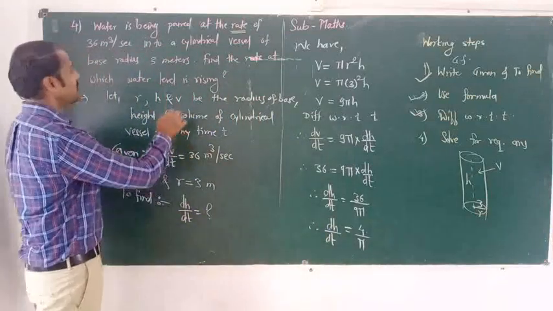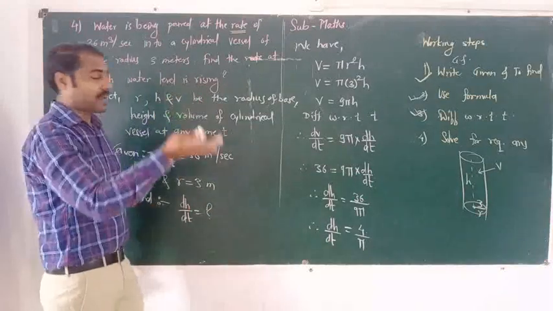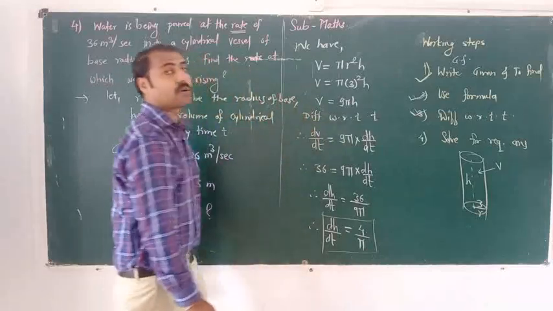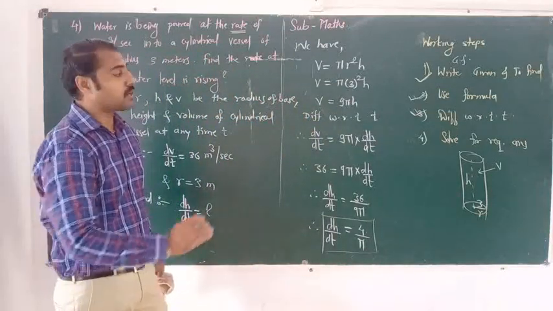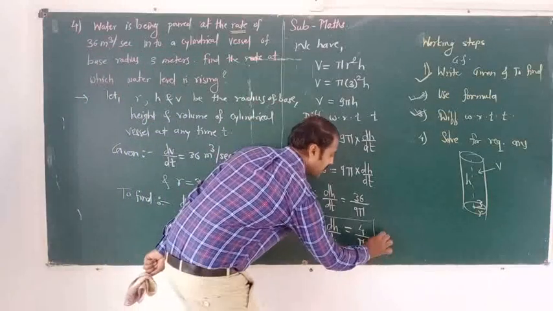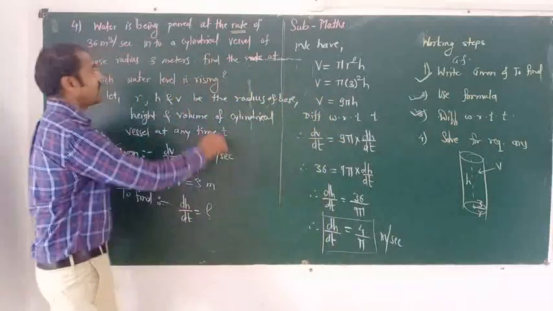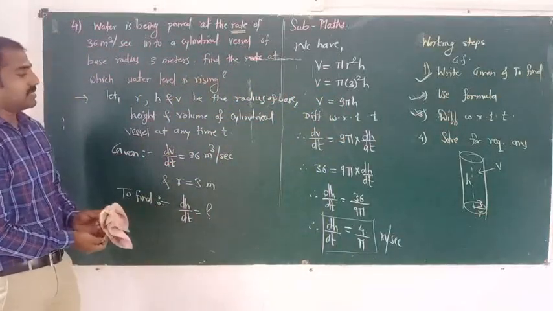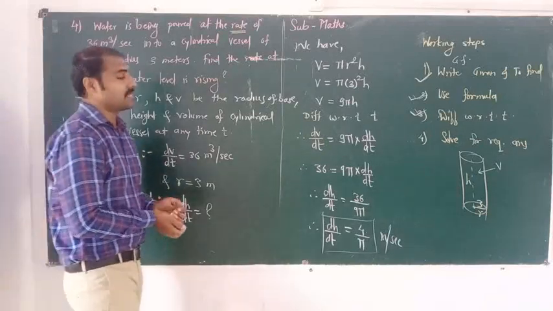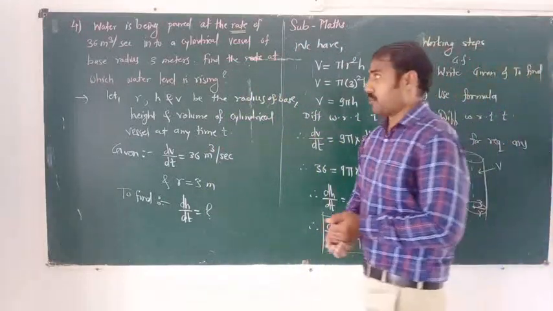Now, dh by dt means what? The rate at which water level is rising. The rate at which water level is rising is 4 divided by pi, and the unit for height is meter per second. So the final answer is the rate is 4 divided by pi meter per second. Water level is rising at this rate. Here is the final answer.